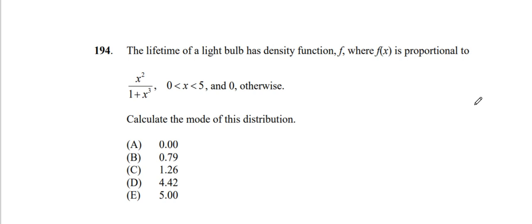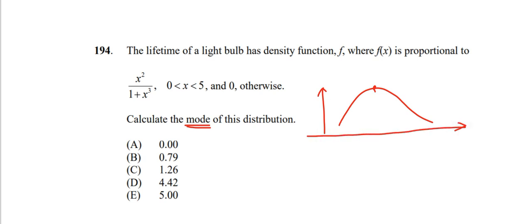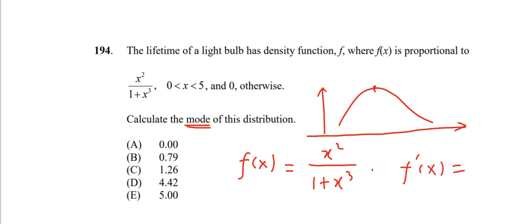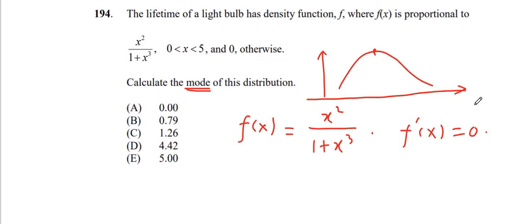So for this problem, we want to calculate the mode. So what is the mode? It's like a density function: the point where the probability is highest. Okay, so we just find where the derivative equals 0. Let f(x) equal the given function. We just find the derivative equals 0, right? So we can easily find this.